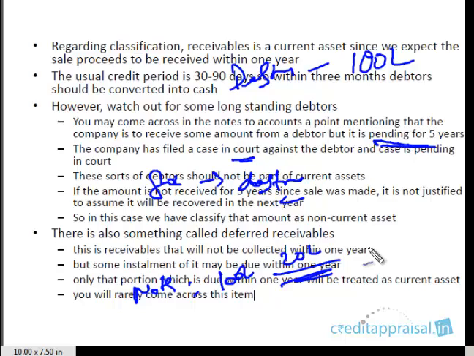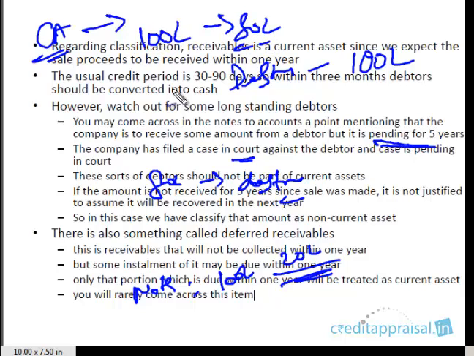What is the guarantee he's going to pay in the next 1 year? No guarantee, right? So as a measure of conservatism, you classify this 80 lakhs as a current asset. Current asset is something that can be converted into cash very quickly. So we are saying out of the 100 lakhs, you expect only 80 lakhs to be recovered in the next 1 year. This 20 lakhs, you classify as a non-current asset, right?